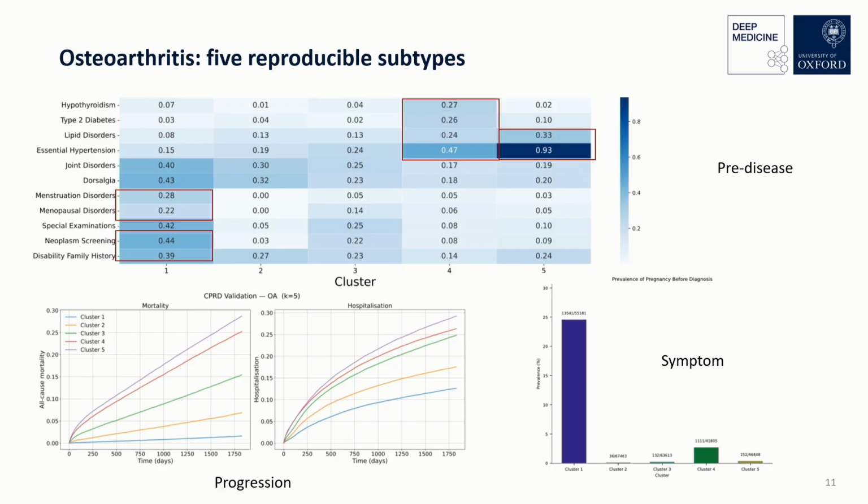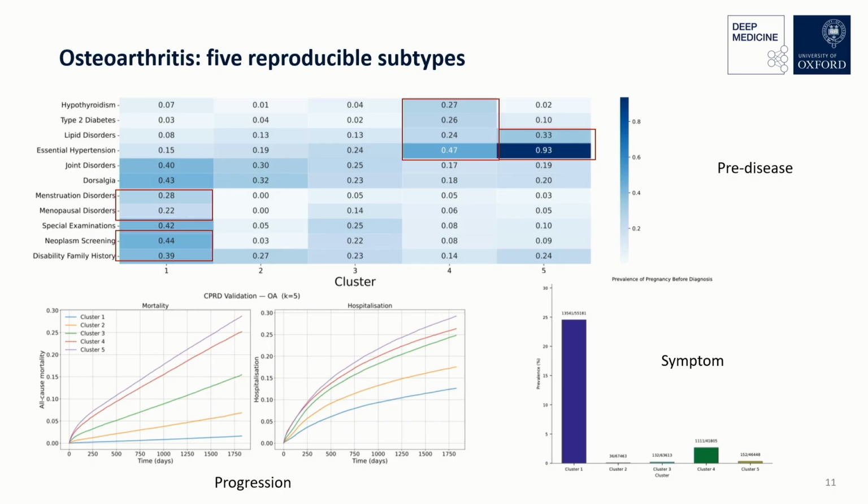Then we look at the progression. Two things we look at here. First is all-cause mortality. Second is OA-caused hospitalization. As we can see, those 5 clusters have significantly different 5-year mortality rates and hospitalization from each other.